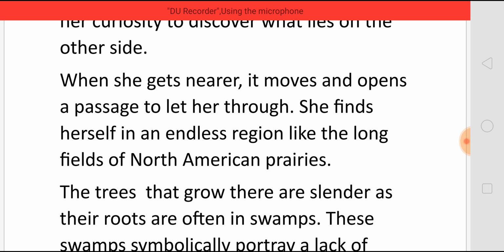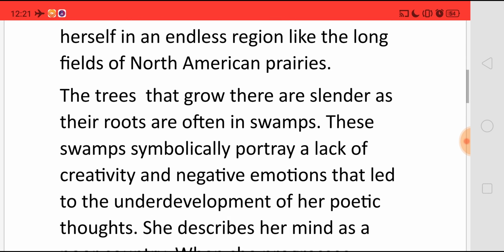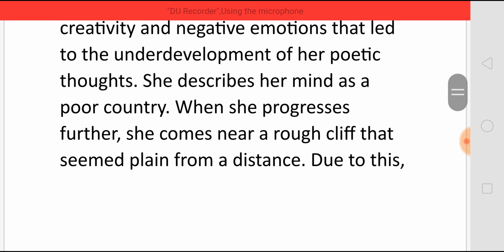And after entering the passage, she finds herself in an endless region, like the long fields of North American prairies, where you can only see prairies or grasslands. You can only see this grass throughout and nothing else. And the trees that grow there are so slender because their roots are often in swamps. Now, these swamps symbolically portray a lack of creativity and negative emotion that lead to the underdevelopment of her poetic thoughts. And she describes her mind as a poor country.